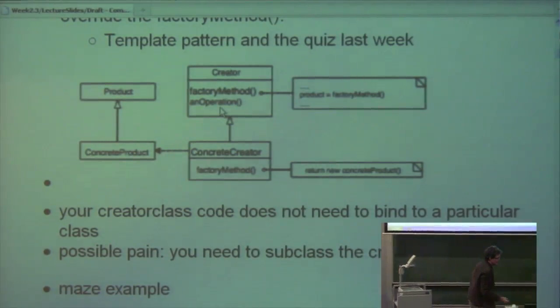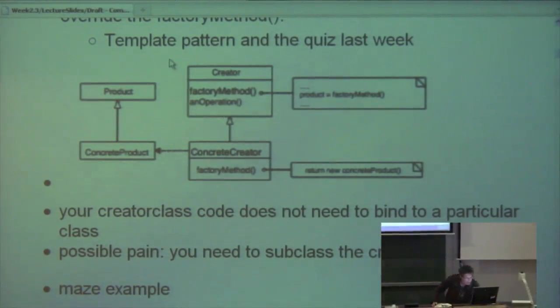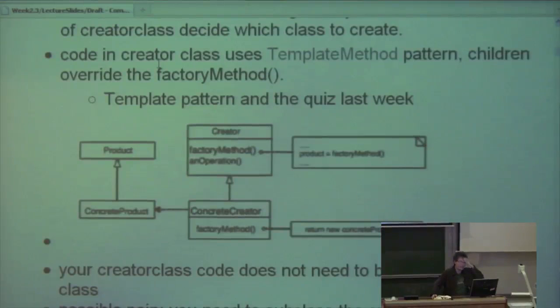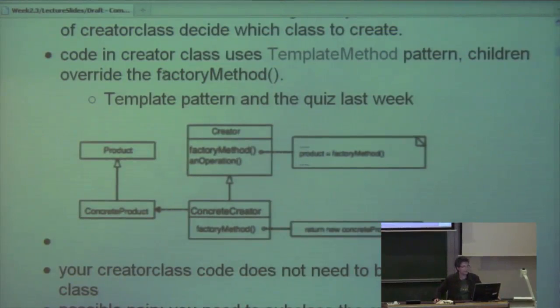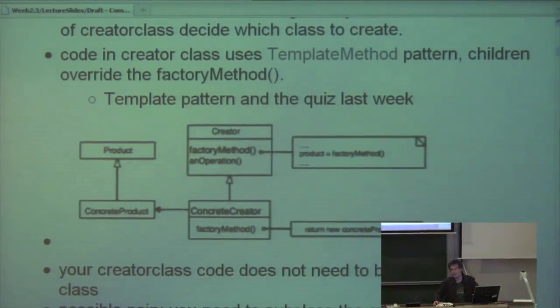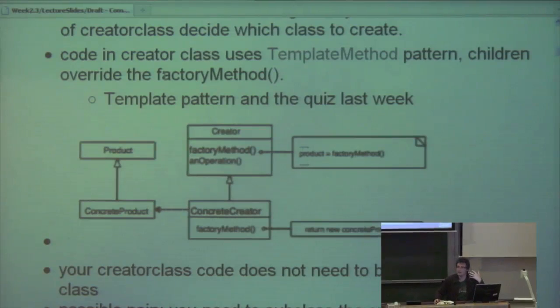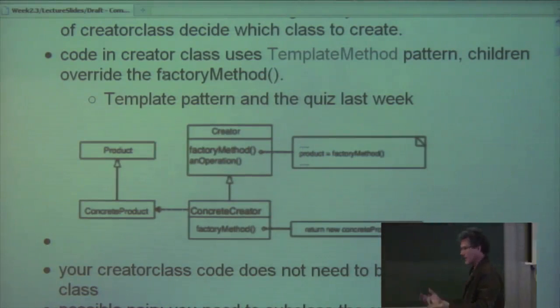Okay, so that's the template method. And that's a template method pattern, and the factory method is the name of the overridden method that is overwritten in the child to let us create the object.